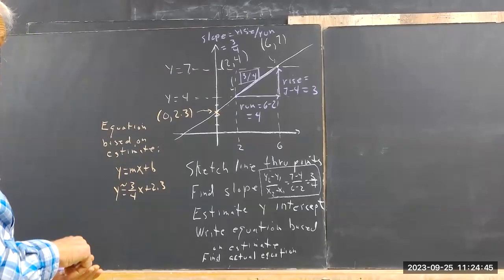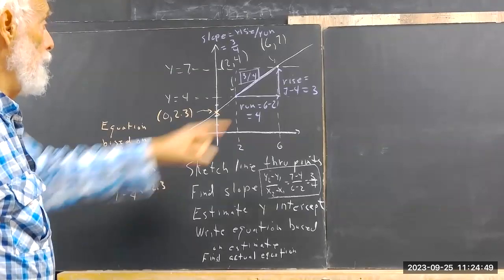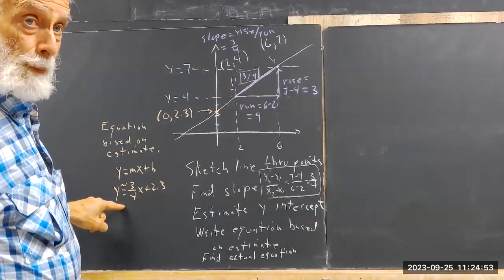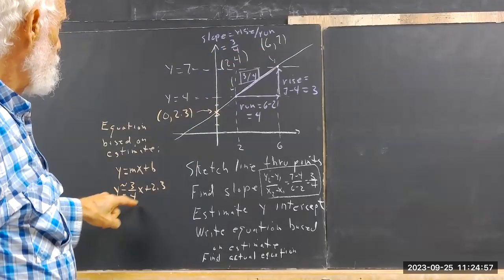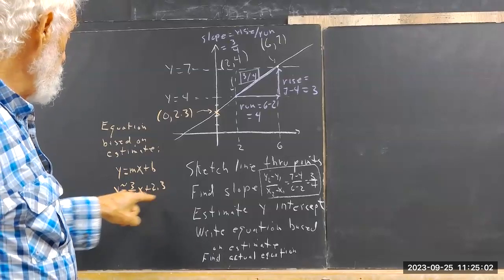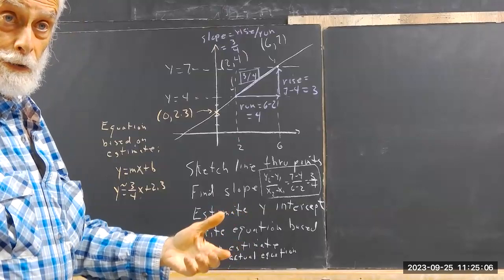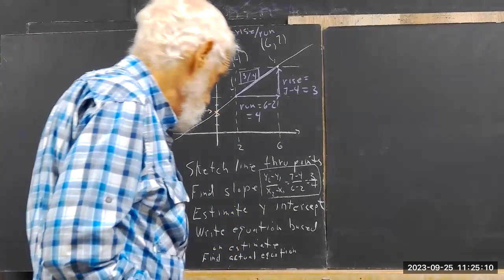Now there are several things we could do with this. One thing I was going to ask you to do is plug 6 into this equation. If you plug in x equals 6, 3/4 of 6 is 4.5. And if you add 2.3, you get 6.8, which is real close to 7, but not exact, okay? So I'm going to add a little something here.